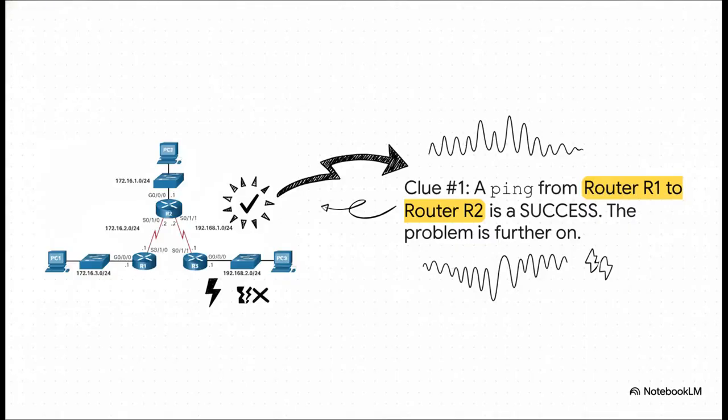We pull out our ping tool and test the connection from R1 to R2. And we get a reply. It's a success. Now this is a huge clue. It tells us the physical connection between the first two routers is working perfectly fine. So the problem has to be somewhere further down the line.